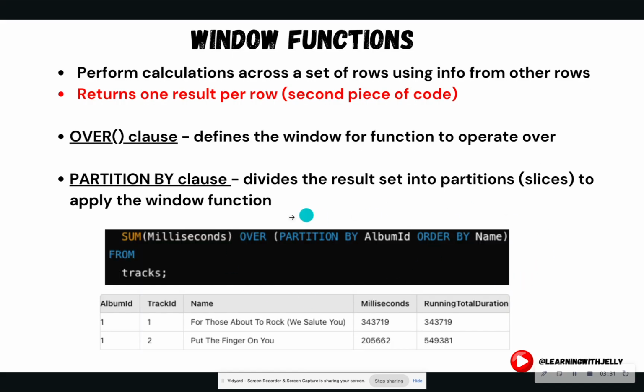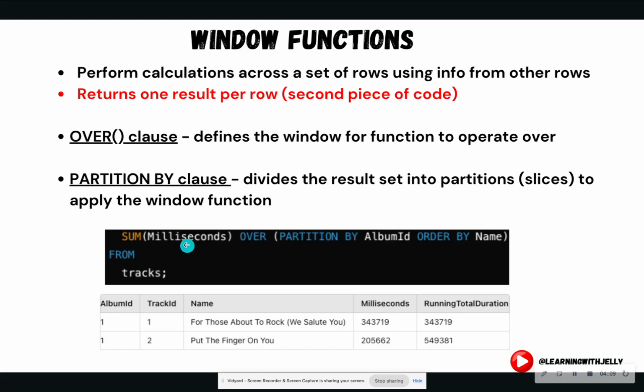So let's look at this as an example. There are two clauses that I want you to be aware of. The over clause is going to define the window for the function to operate over. The partition by clause is going to divide the result set into partitions, like little slices, to apply the window function. And normally these over and partition by clauses come after some other functions, sum, average. There are going to be other window functions that it comes after, such as row number, rank, etc.